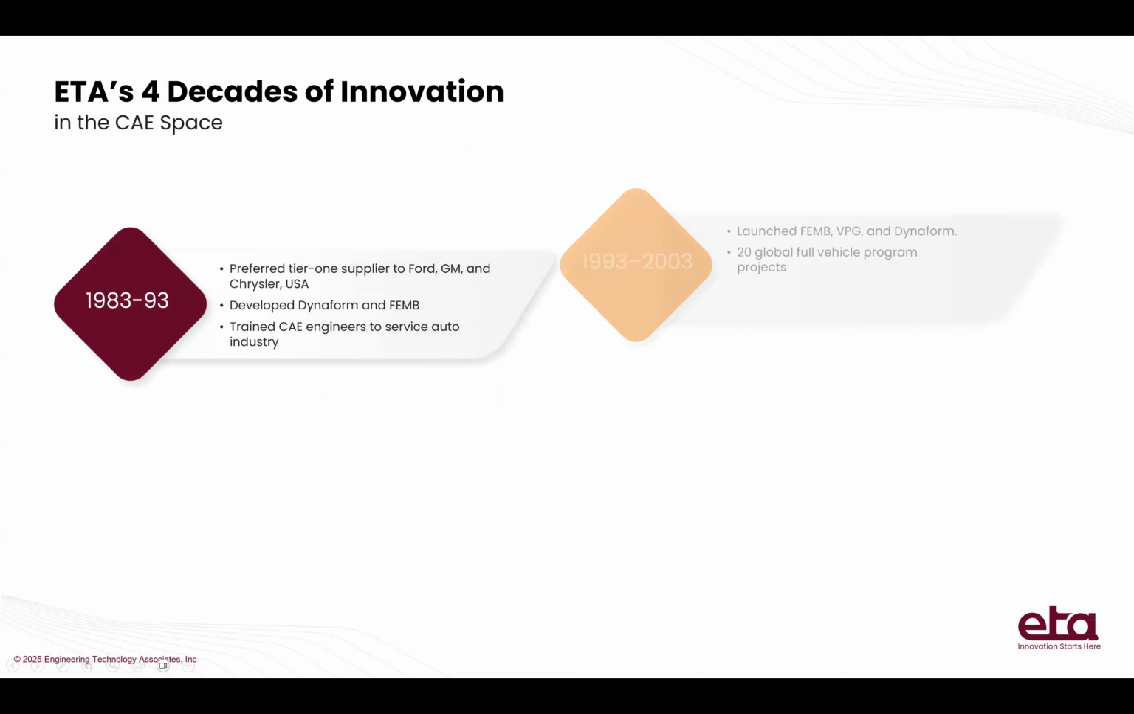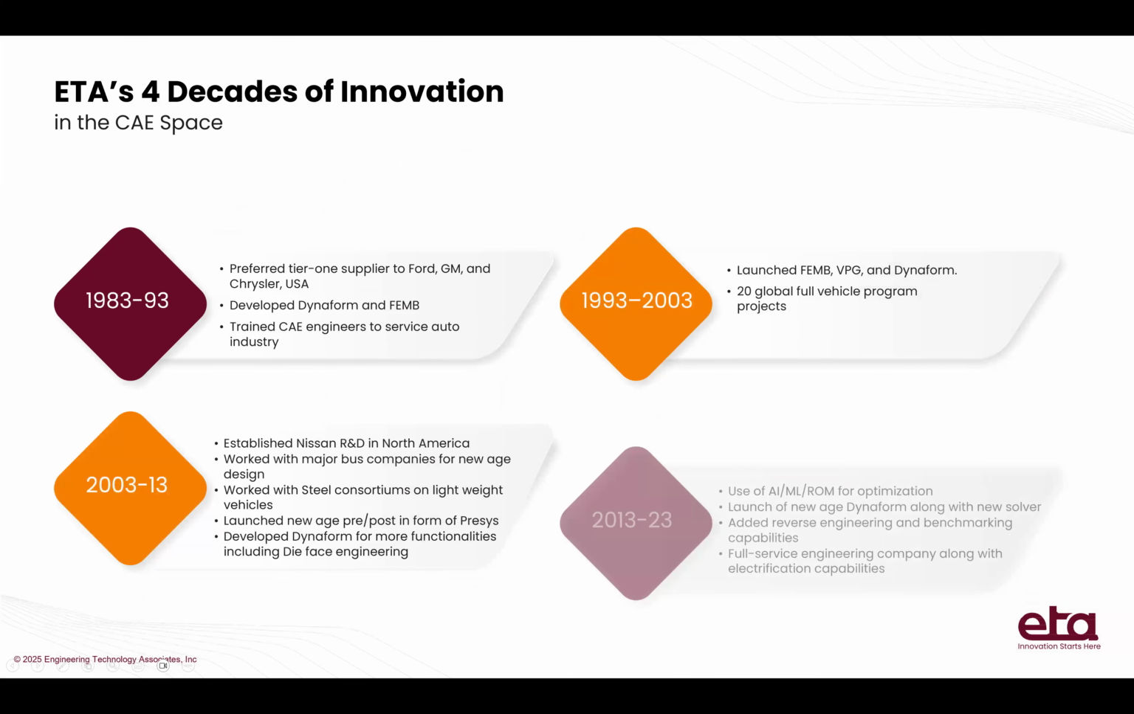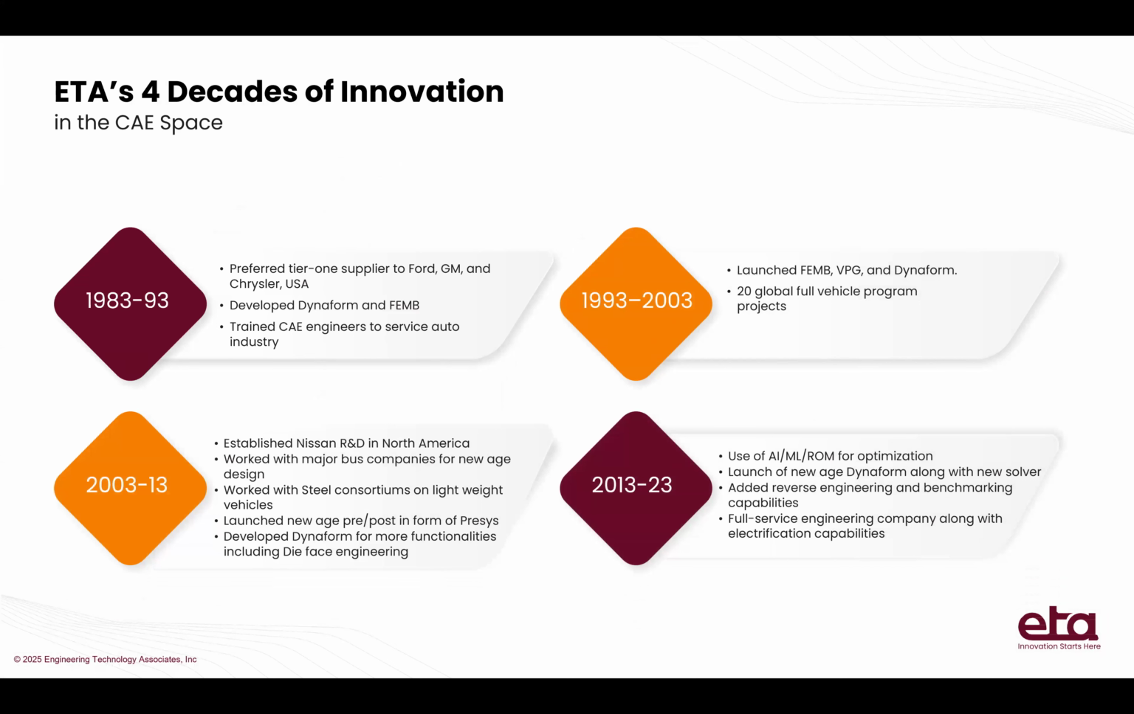Okay, here is a brief summary of each decade in ETA's history. From 83 to 93, as one of the pioneers in the CAE world, ETA started as a preferred tier 1 for the Big 3 in Detroit, Michigan. We also started coding tools. Dynaform is one of them.